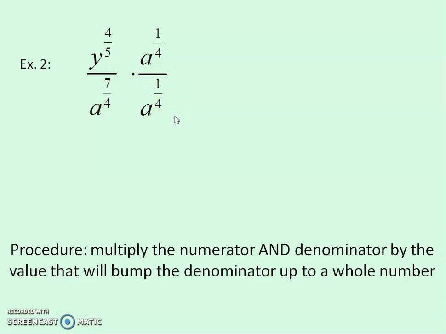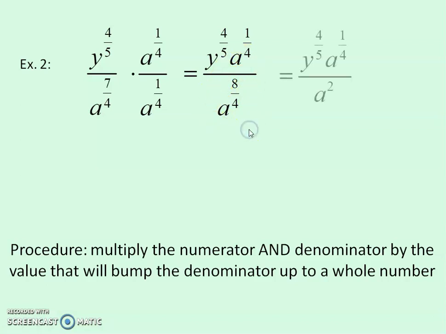It's actually 2. In my numerator, I have these 2 different bases, so they just get stuck together: y to the power 4 over 5 times a to the power 1 over 4. And down here, I end up with what I can write as my final answer, just a squared. You don't have to necessarily show this step. I'm just showing where it came from.